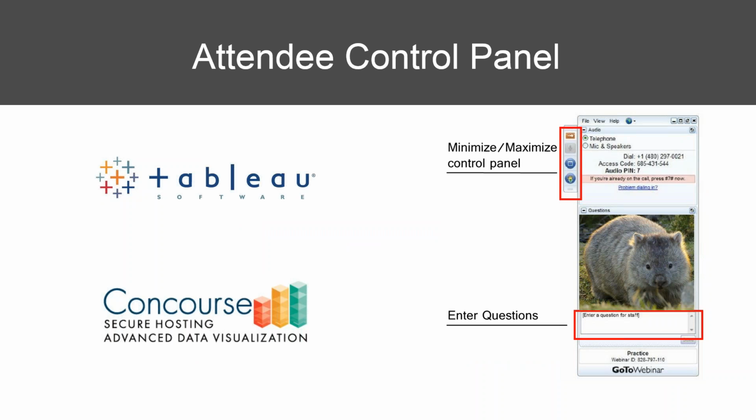This is the control panel for GoToWebinar. What you'll want to do is go ahead and pop the questions section out so that you can ask questions while the webinar is taking place, and then go ahead and hit the orange or red arrow button at the top to collapse the rest of the control panel. That way you can see what it is that we're doing.